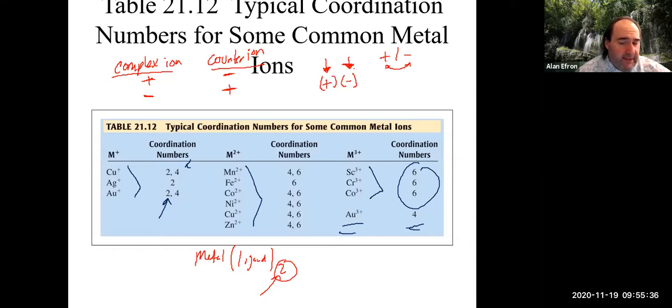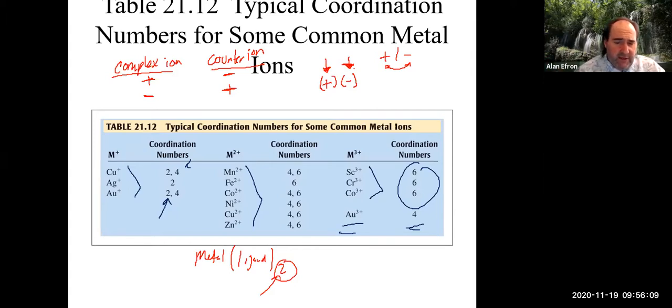Usually a lot of times you're going to end up with a coordination number of 2. Occasionally you can end up with 4, as you see. For a vast majority of metals with +2 charges, 4 and 6 are very common coordination numbers that we end up with. And when we get to +3s, we can get up to a coordination number of 6. Again, they're more deficient in electrons, which means they're able to gain more electrons. So that's why we see the coordination number go up as the charge goes up.